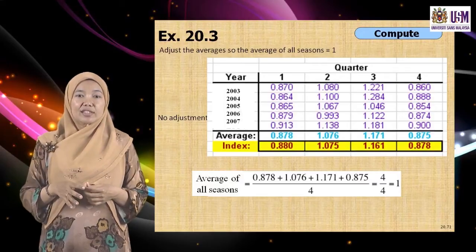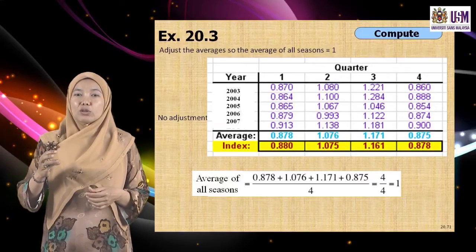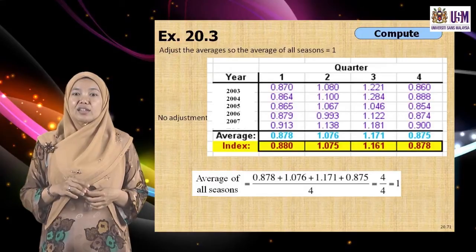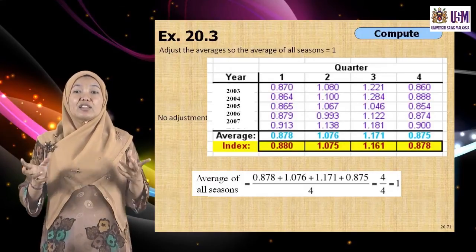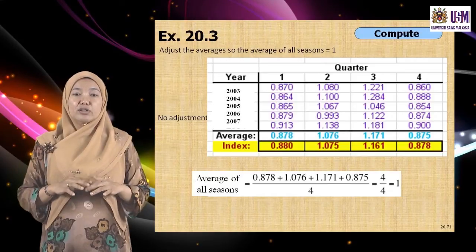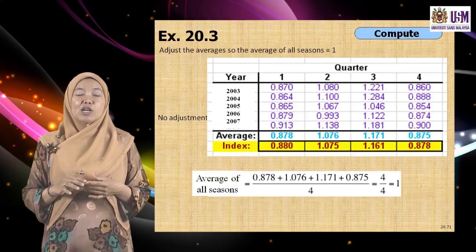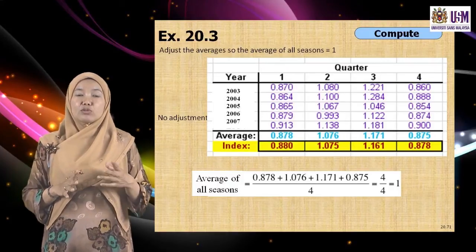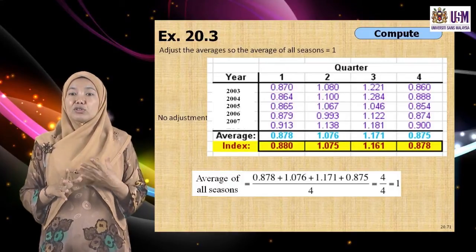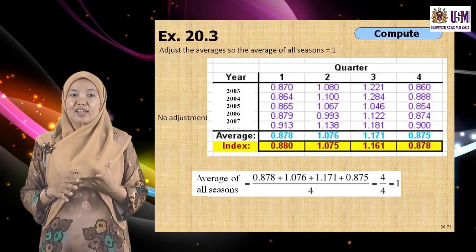So in this case, the average of all seasons: 0.878 in the first quarter, 1.076 in the second quarter, 1.171 in the third quarter, and 0.875 in the fourth quarter. You add them up and divide by 4, so the average equals 1. So in this case, it happens that there is no need for you to change your index.